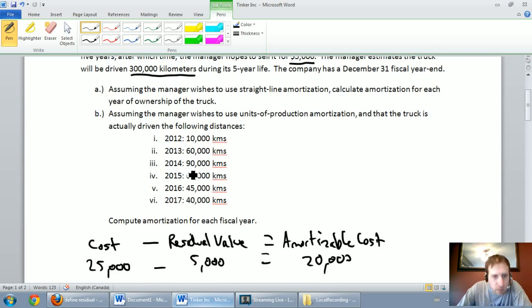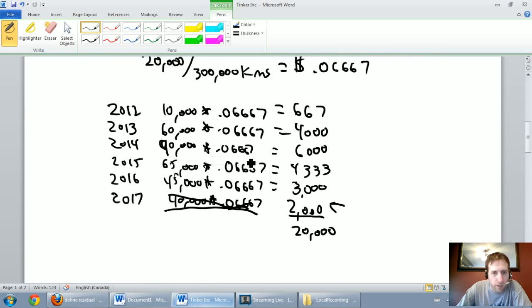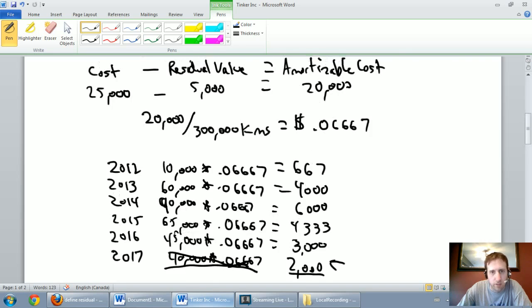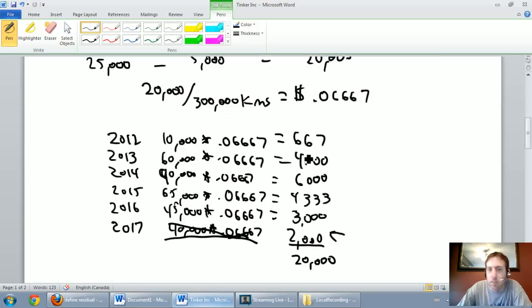So my busiest year was 2014. I drove 90,000 kilometers. My asset got amortized the most in 2014. It got amortized by $6,000. My smallest year was 10,000 kilometers, and that was the smallest amount of amortization. So units of production has done its job. It said, when my asset's busier, amortize it more. When my asset's less busy, amortize it less. So this amortization method has served its purpose.